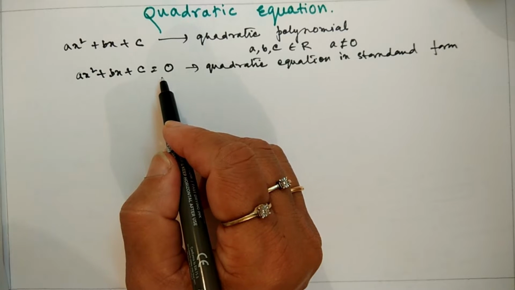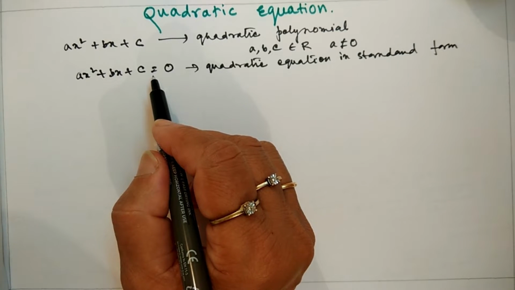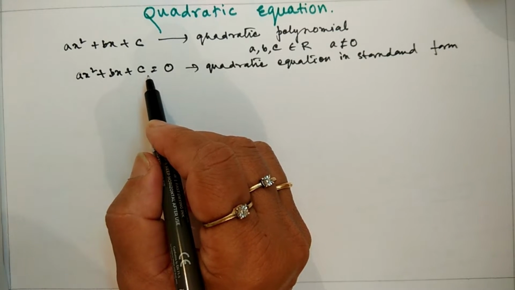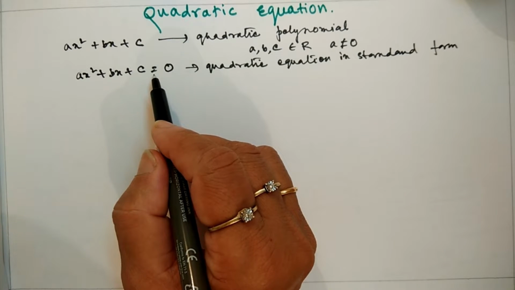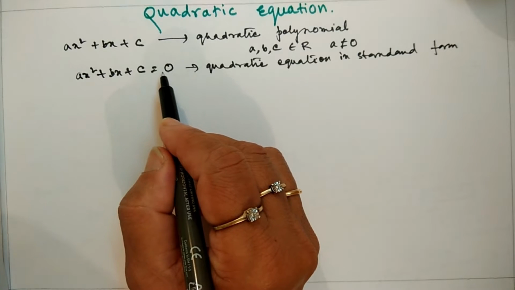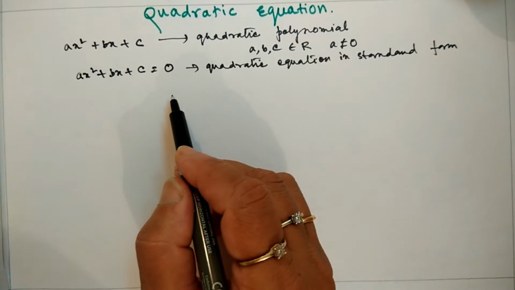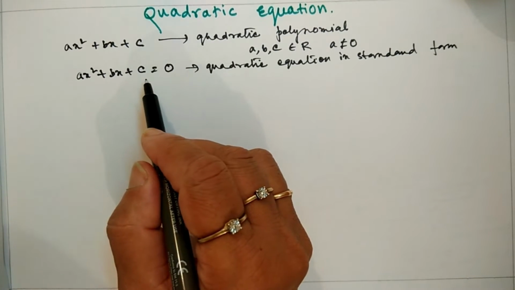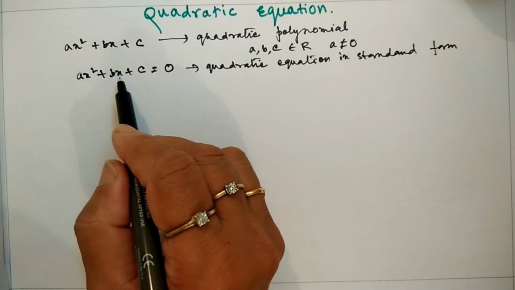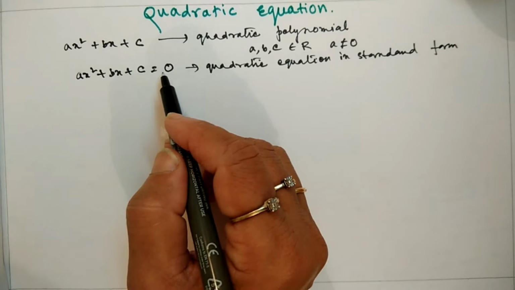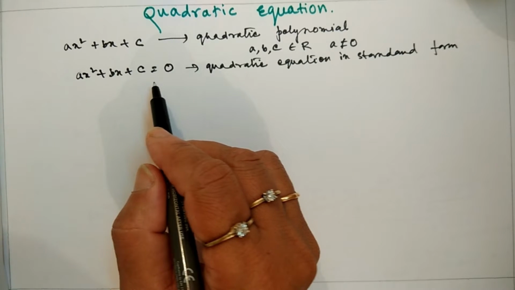Now what is an equation? An equation is when two expressions, one on the left hand side and one on the right hand side, are connected with an equal sign. Then the whole expression will be called an equation. So this is a quadratic equation, and ax² + bx + c = 0 is the standard form of a quadratic equation.